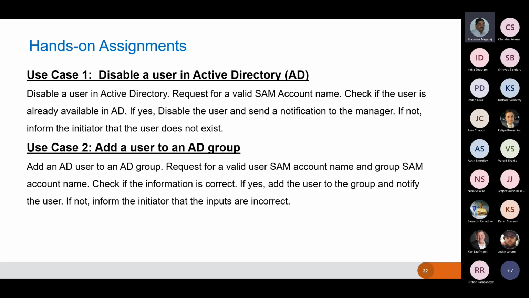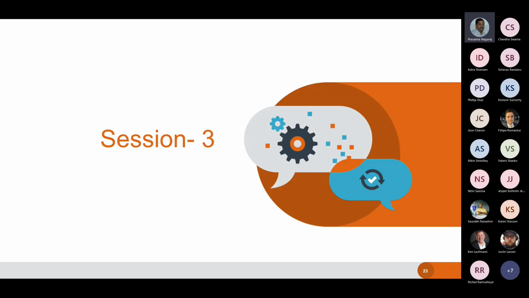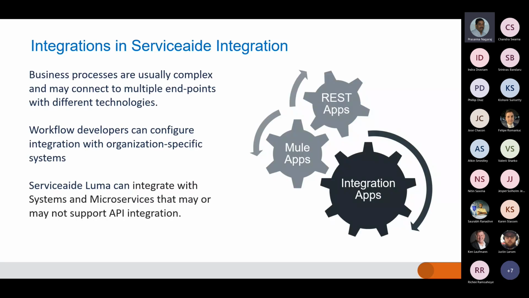So let's not waste the time. Let's get to session 3. What we have planned for session 3 is to talk about the various integrations. The main integrations, which we talked about earlier, are the REST app and the Mule app. These are the two types of integrations possible in the Serviceaide Luma automation module.